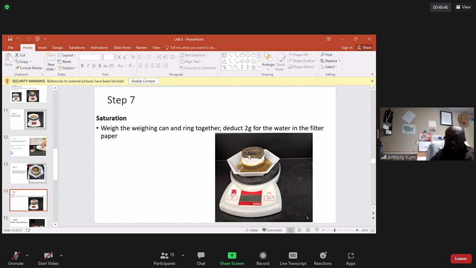capacity condition. So the first one you did, where we were adding water to the soil in the ring to absorb the moisture, we were trying to create a saturation condition. But at this point, we are creating a field capacity condition. Okay? Then you take the weight.